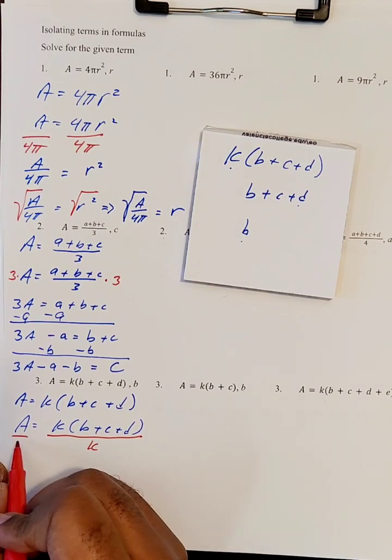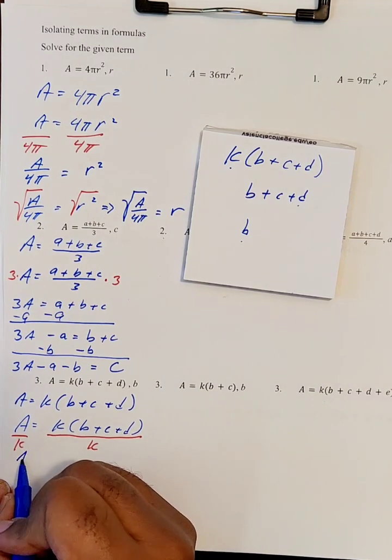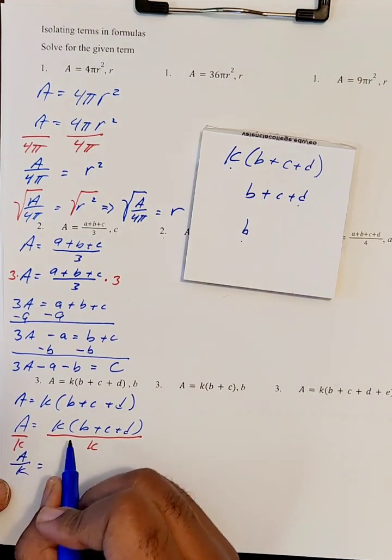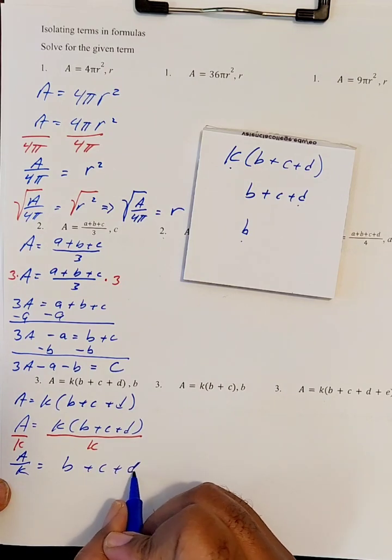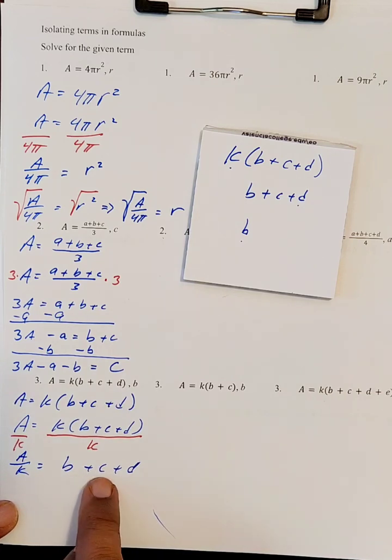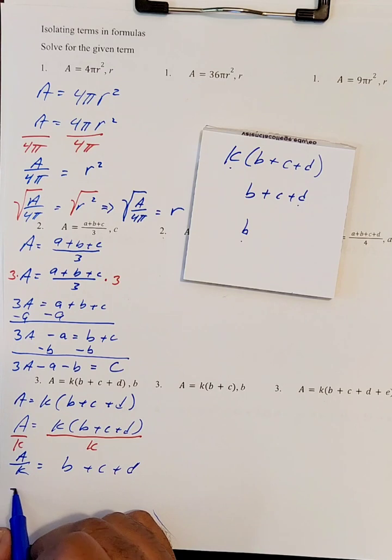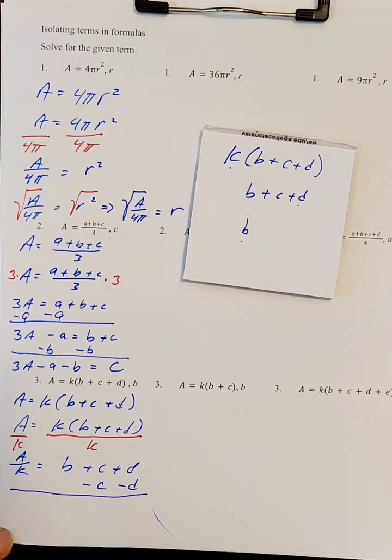And what we do to one side, we do to the other. So that's another dividing k. So what we have now is a divided by k. The k's are gone. We have b plus c plus d. All right. So now we want to get rid of the adding c and the adding d. We're going to do that by subtraction. Subtract the c and subtract the d.